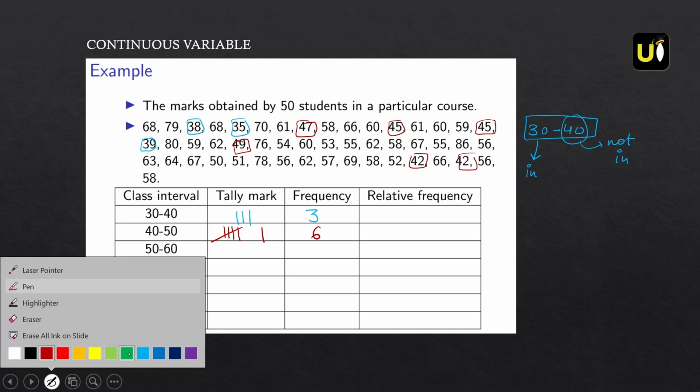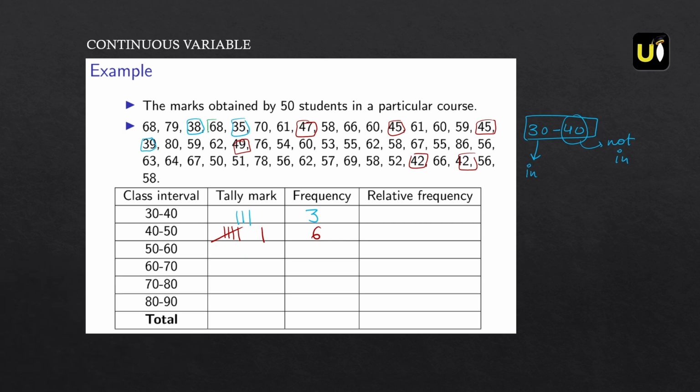Now we will count for the 50 to 60. Here we will not count 60. All right, 1, 2, 3, up to 17. So we have 17 here.